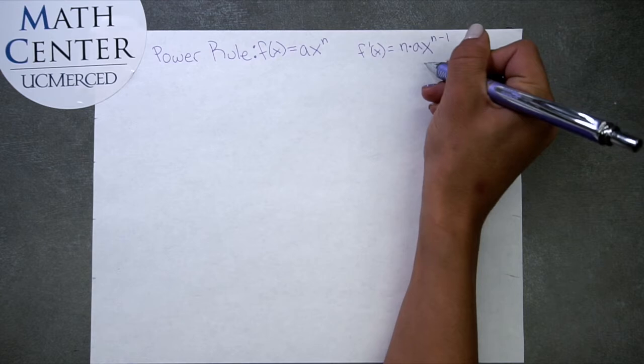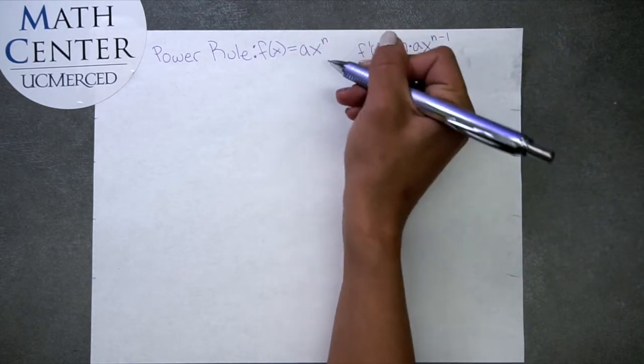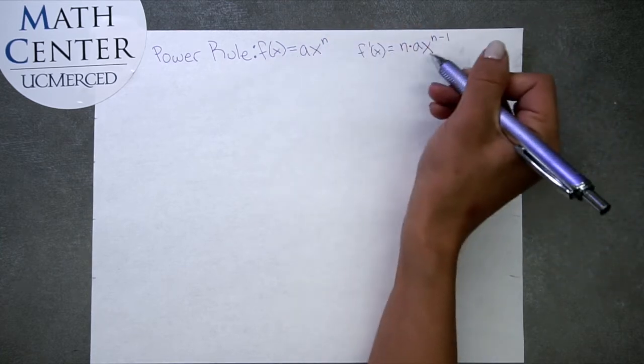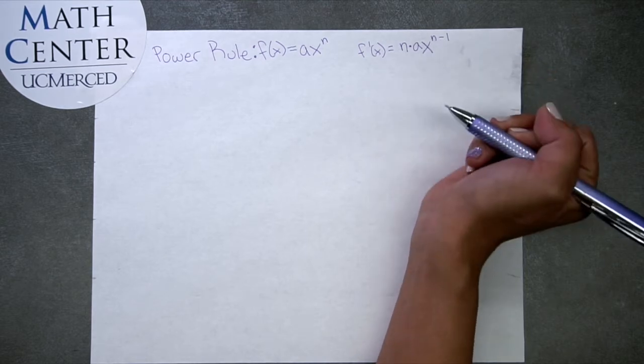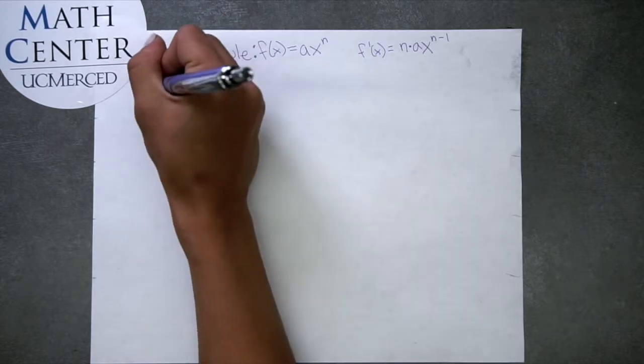To get from here to here, all we did was bring down the n, multiply it by the rest of it, and reduce the power of x by 1. So n times a, x to the n minus 1 power. So let's try a few examples.